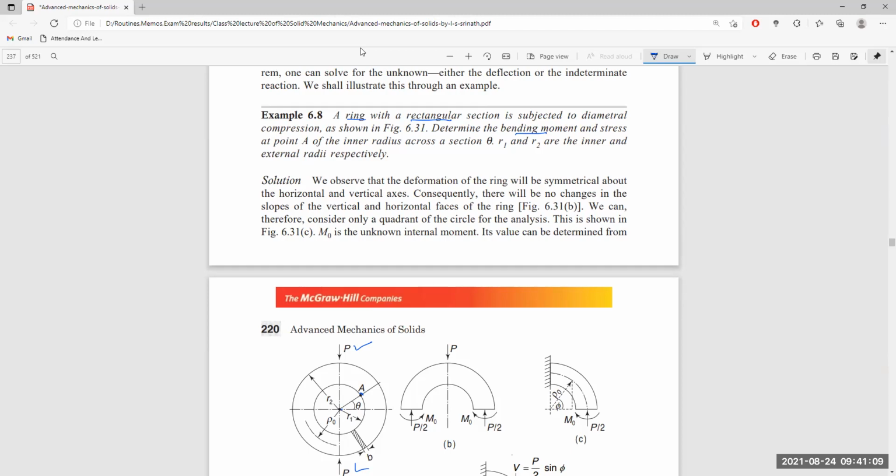Our applied load is compressive in nature. Both sides have P, this side P and the other side another P. So we have the dimensions of the inner and outer parts of the ring itself, and the point A is given by the angle theta itself. Now if we take a free body diagram of the top portion of the ring, what will happen? We get P by 2 upwards and P by 2 upwards here, and a bending moment also given by M0 anticlockwise and M0 clockwise itself.